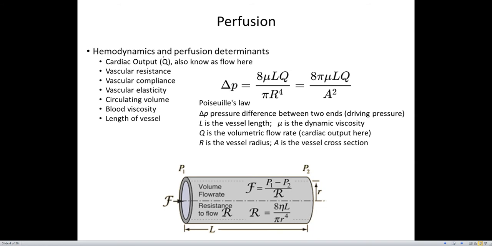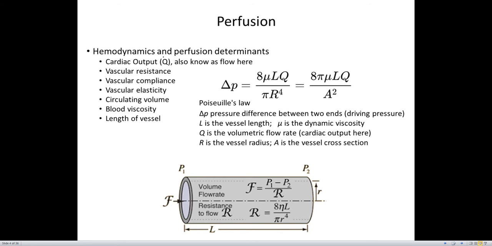Another factor we have to consider is circulating volume. If there's not enough volume to circulate, there's not going to be enough perfusion. Viscosity of the blood, how thick is it? The thicker it is, the harder it is to push forward. People who have polycythemia, more red blood cells than normal, will have more viscous blood. People that are hypovolemic will have more viscous blood. And of course, the length of the blood vessel.